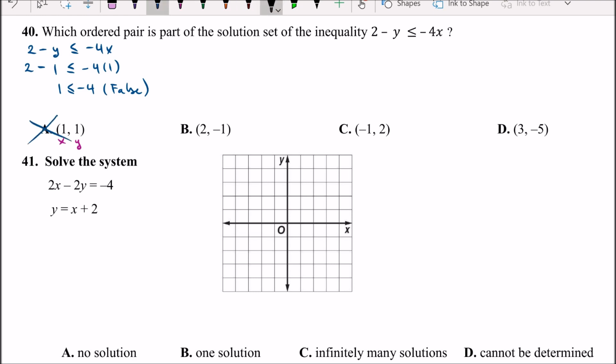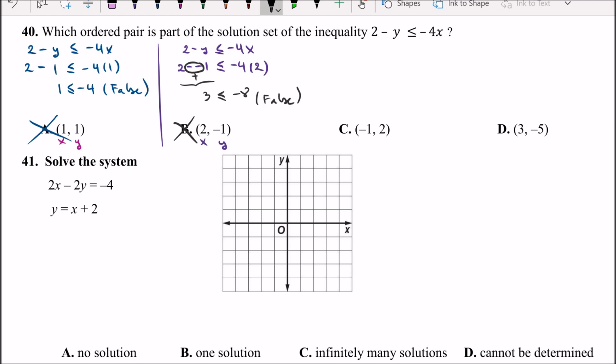Then we're going to plug into the second point. 2 minus y less than or equal to negative 4x. This time x is 2 and y is negative 1. So 2 minus negative 1 less than or equal to negative 4 times 2. Minus minus turns into a plus. So 2 plus 1 gives me 3 less than or equal to negative 8. 3 less than negative 8 is a false statement, so this is not true either.